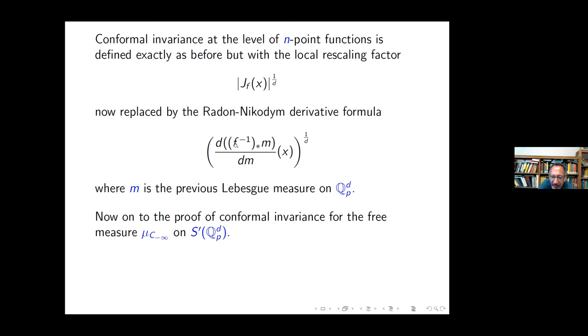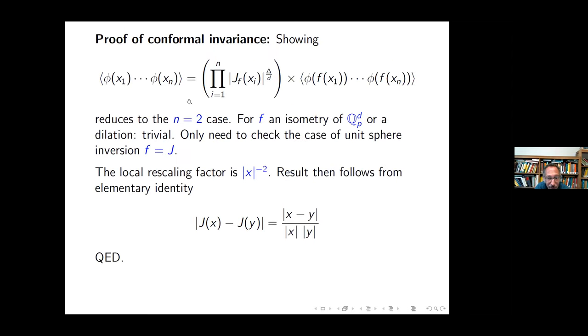You have your transformation F, you look at how volume is multiplied near where you are. Strictly speaking, you take F inverse, push forward of the Lebesgue measure by that. It turns out to be absolutely continuous with respect to the Lebesgue measure. You take the Radon-Nikodym weight, that's the analog of the absolute value of the Jacobian determinant. And then you take one power of one over D, that gives you the local rescaling factor. So M is the Lebesgue measure mentioned. And so here is the proof of conformal invariance for this particular measure. So we have to show something.